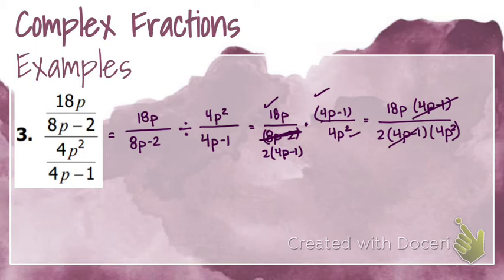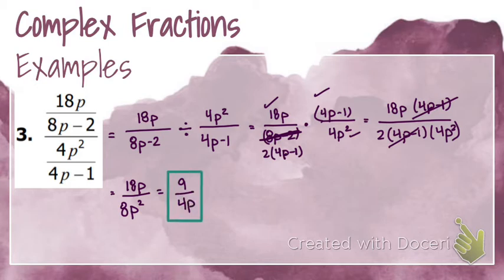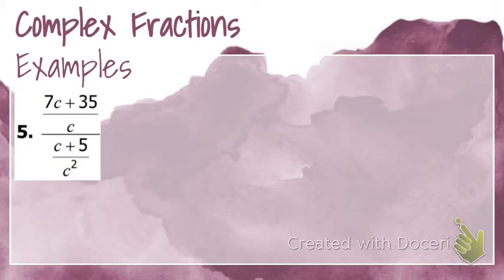Let's just rewrite to keep things from getting cluttered. We have 18p on top still. 2 times 4p squared is 8p squared. All right, so now we just have a monomial over a monomial, which is pretty simple to simplify. We're going to get 9 over 4p as our answer. All right, my overachievers, this is where you can skip ahead to number 9 if you're feeling froggy.